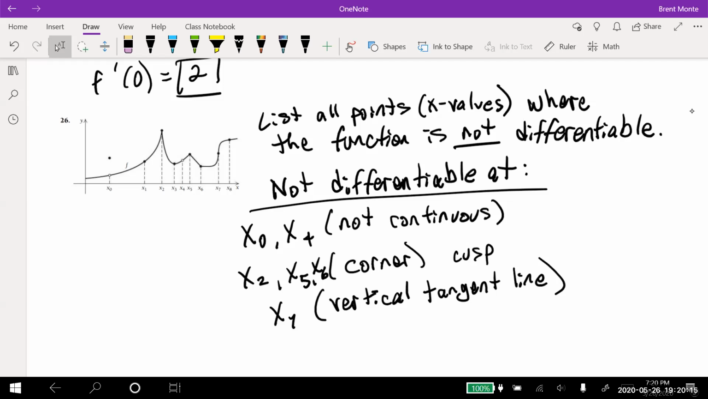They just picked some points of interest. But any point along the curve between x sub 0 and x sub 1, it's differentiable at all points in there. So don't think this curve's only differentiable at x sub 1, x sub 3, and x sub 8. Those are just the only listed points where it is differentiable. It's actually only not differentiable at the points we have listed, 0, 4, 2, 5, 6, and 7. Everything that's not listed, it's differentiable there.